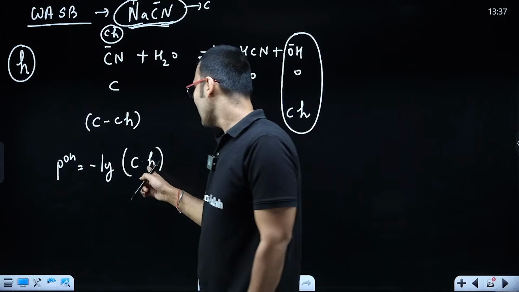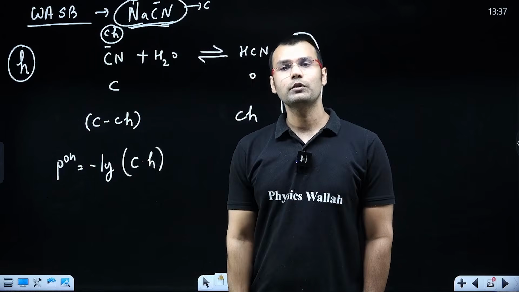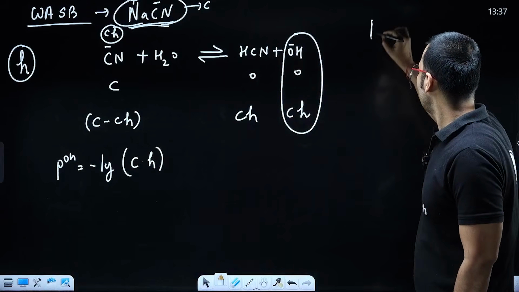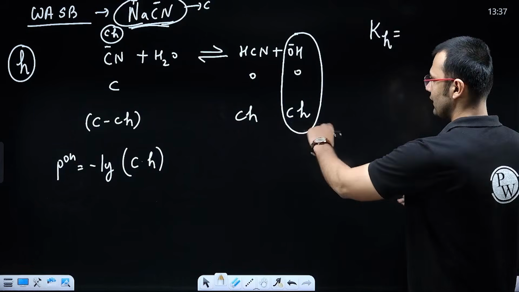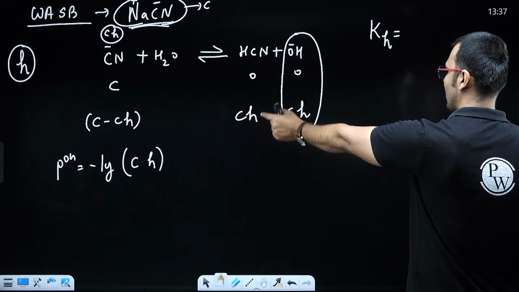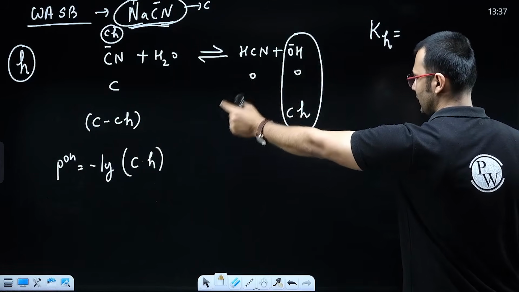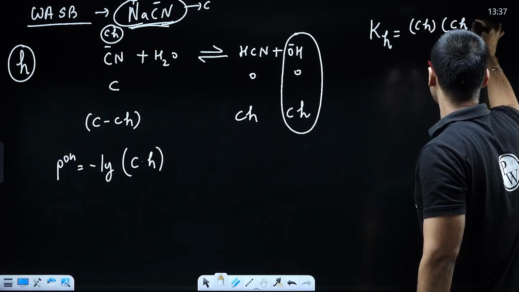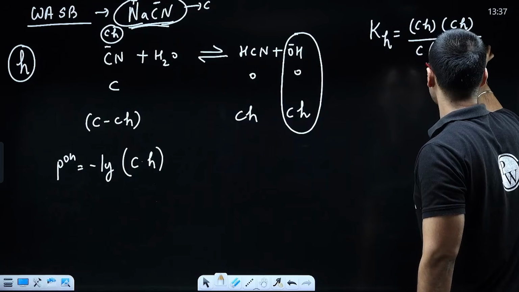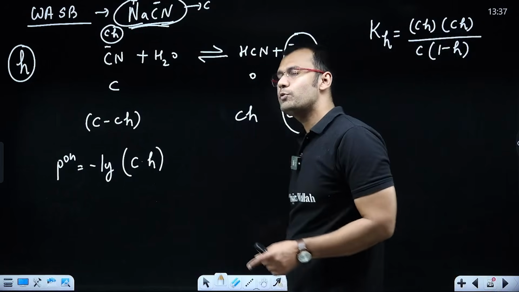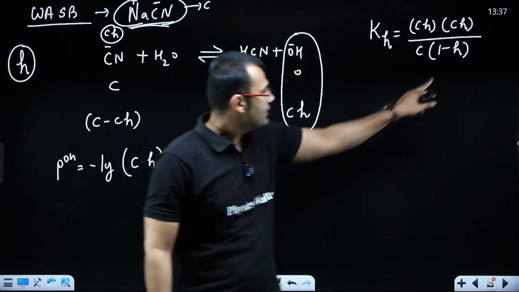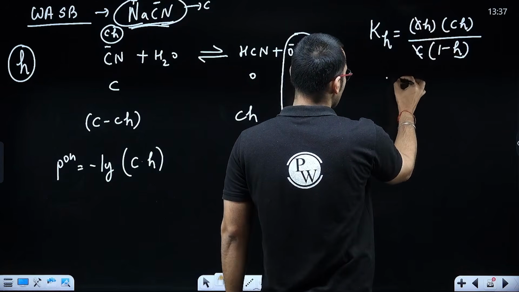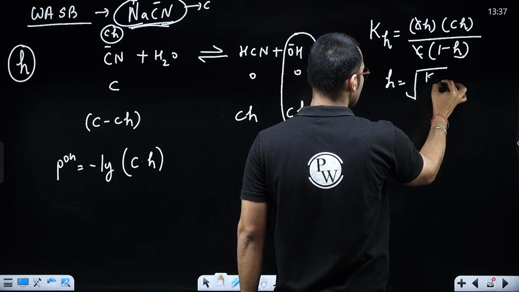Now here you can replace this degree of hydrolysis in terms of the hydrolysis constant. Simply, if I calculate the hydrolysis constant from this in terms of Ch: concentration of HCN power 1, OH minus power 1, upon concentration of CN minus power 1, this will give you Ch power 1, Ch power 1 upon C into (1 minus h). Again, it is a similar concept to the one we used in Ostwald's dilution law. If h is smaller than 1, then 1 minus h will be 1, and C will be cancelled from this. So from here, h will be equal to the square root of Kh by C.